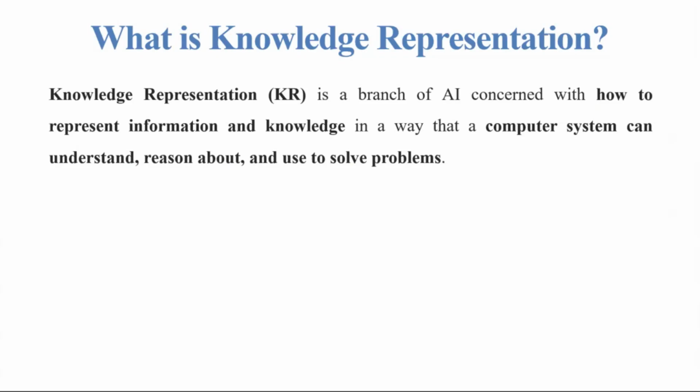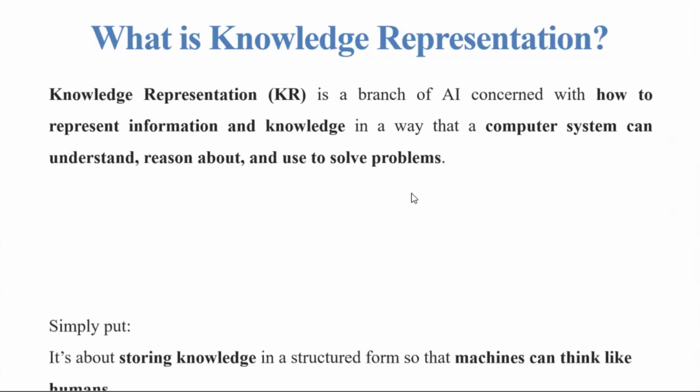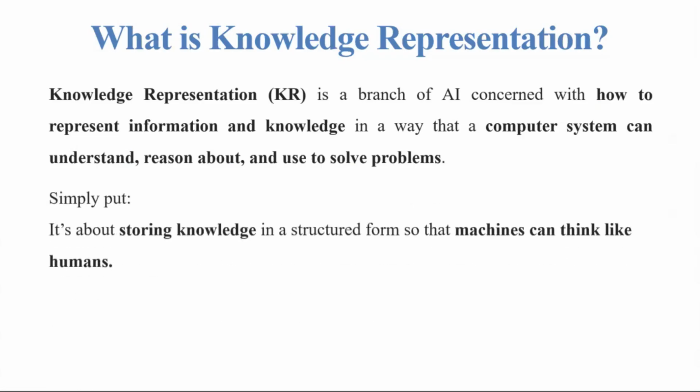In simple words, knowledge representation is like building a knowledge library for an AI system. Instead of just storing random information, we organize facts, relationships, rules, and concepts so that the AI can use them whenever it needs to make a decision. For example, we can store knowledge like this. A bird is an animal. Most birds can fly. A penguin is a bird. Penguins cannot fly.